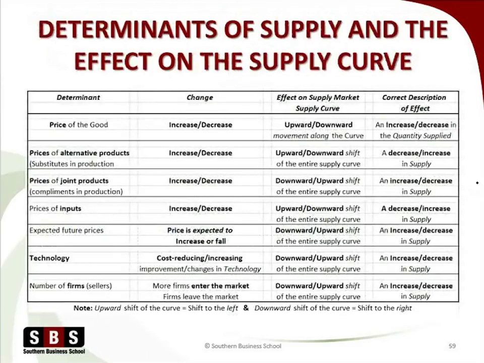Now if you go back to the previous table, once again, same as with the demand curve, the only thing that causes a movement along the demand curve is the price. And the rest, what causes a shift in the demand, in the supply curve. So it's very much the same as demand. Just don't get confused between the two.